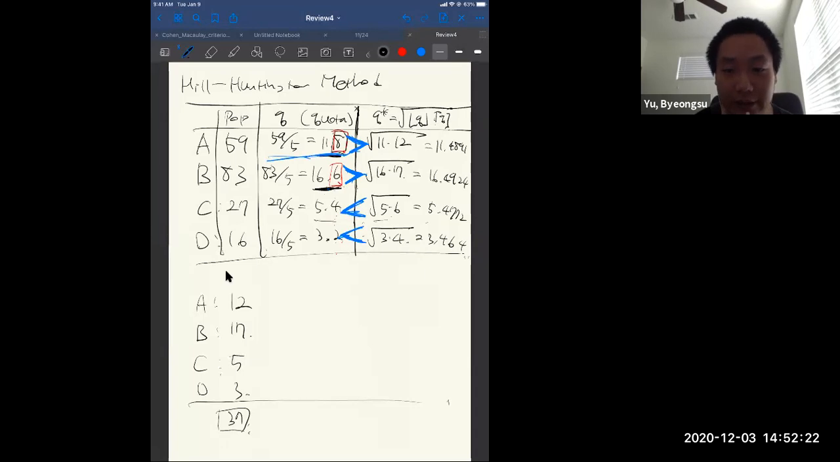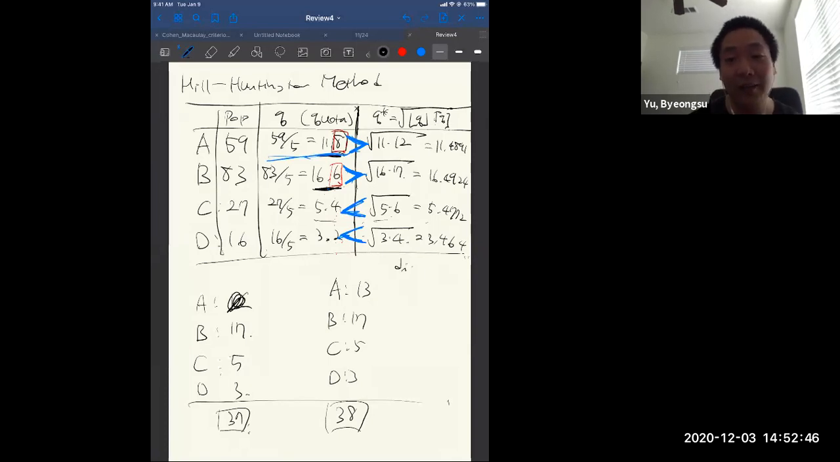So this is the special case. But if, for example, it is not this kind of number, so for example, if A got 13 points, B got 17, C 5, D 3. So if we just distribute 38 computers, but the house size is already 37, then you need to find Di minus.